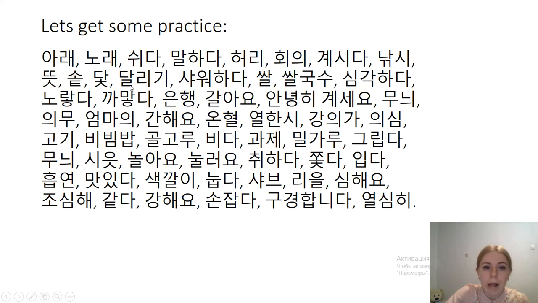달리기, 샤워하다, 쌀, 쌀국수, 심각하다, 노랗다. I don't read h. I don't say 노랗다, instead I say 노랗다. Here is the same. 감았다 without h.